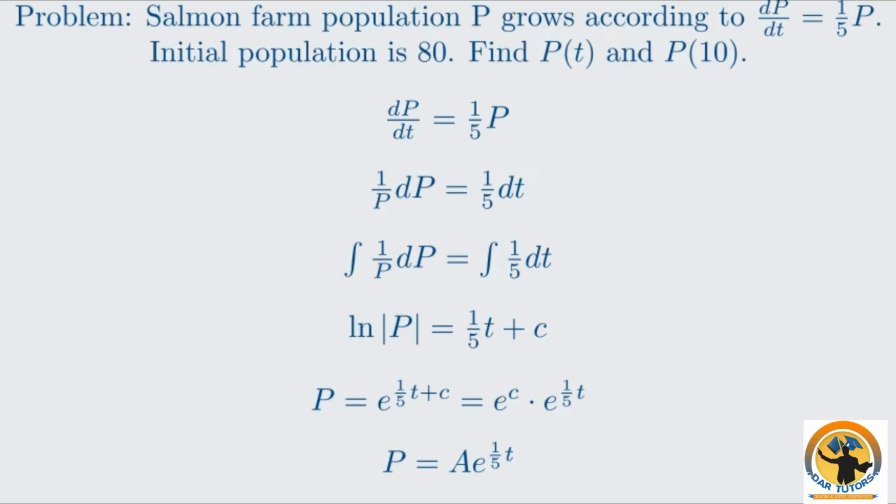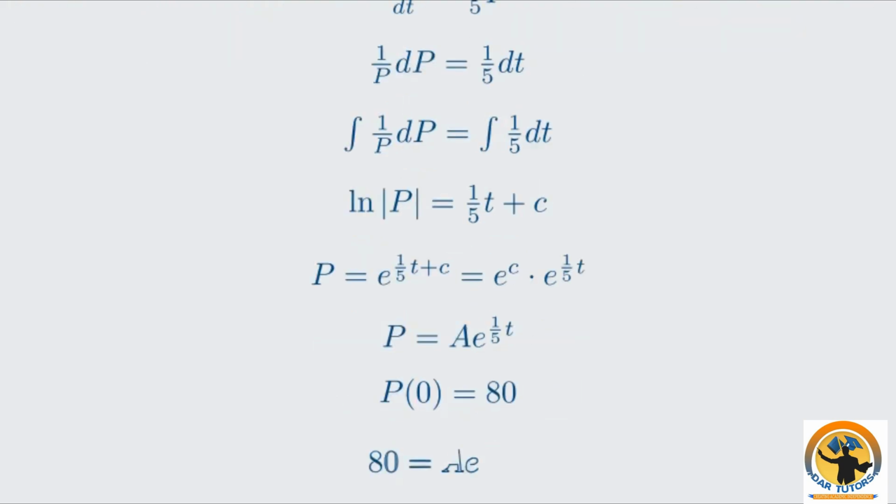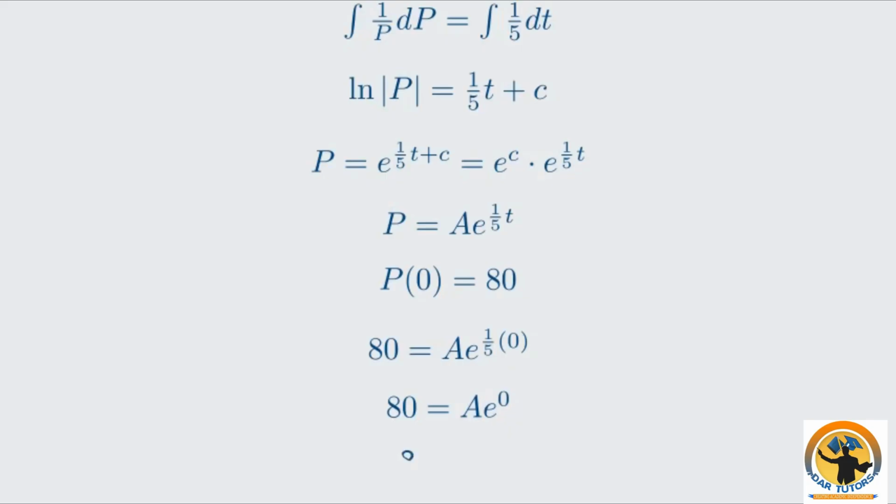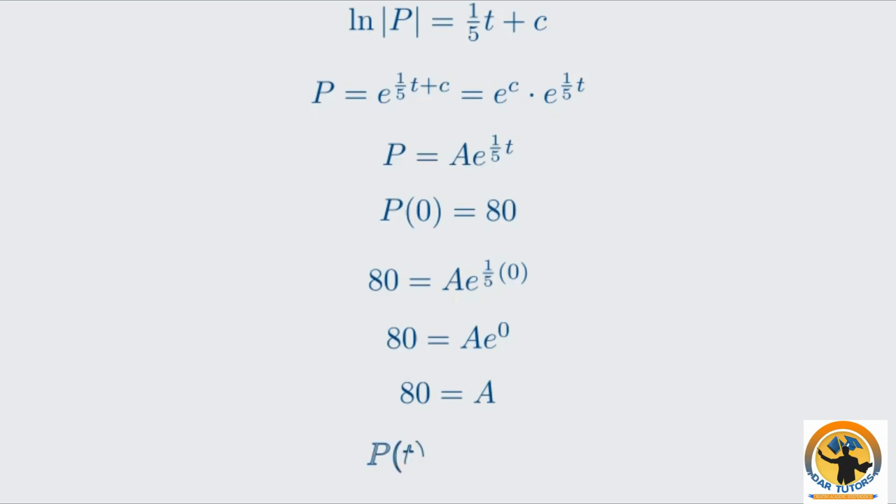Now we use the initial condition, P of 0 equals 80, to find A. Substituting t equals 0 and P equals 80, we get 80 equals A times e to the power of 0, which is 1, so A equals 80. The particular solution for the salmon population is P of t equals 80 times e to the power of 1/5 t. This equation allows us to find the population at any time t.